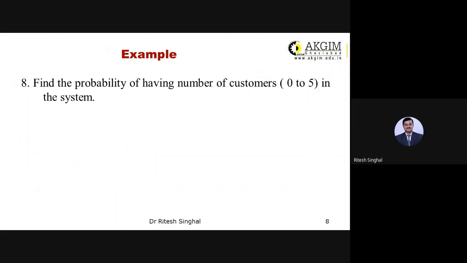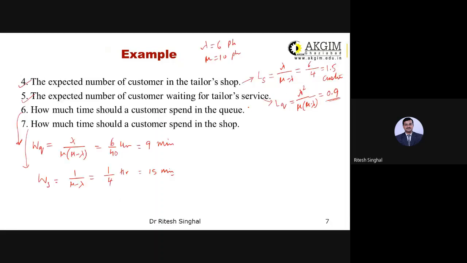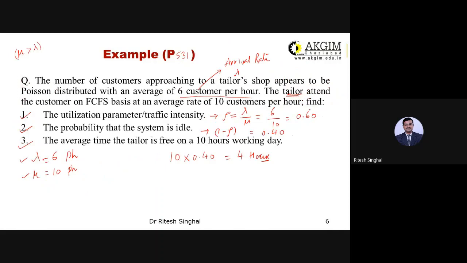The last one is point number 8, the probability of having 0 to 5 customers in the system. In the previous list of formulas, you can see that Pn is nothing but rho to the power n into 1 minus rho. This is the probability of having n customers in the system. So here, rho is 0.6. This is the same example.